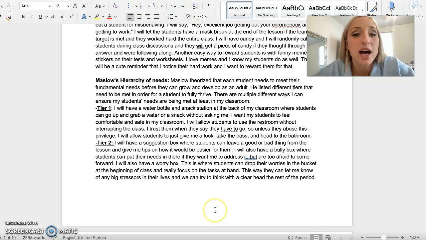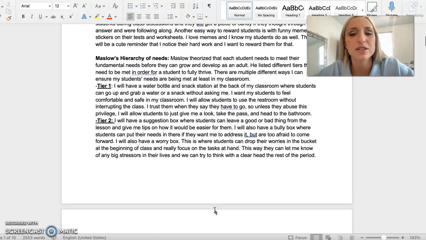So for tier 1, I will have a water bottle and a snack station at the back of my classroom where students can go up and grab a water or a snack without asking me. I want my students to feel comfortable and safe in my classroom. I will allow students to use the restroom without interrupting the class. I trust them when they say they have to go, so unless they abuse this privilege, I will allow students to just give me a look, take the pass, and head to the bathroom.